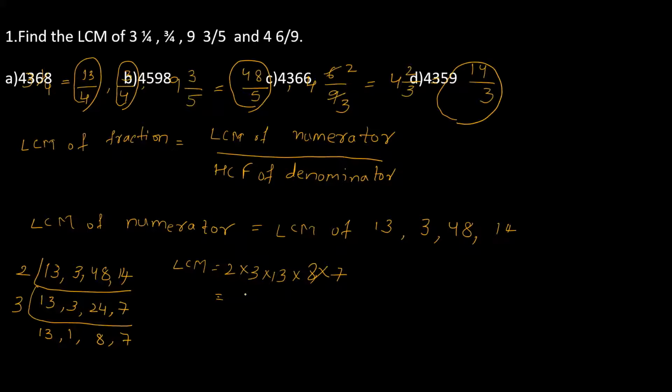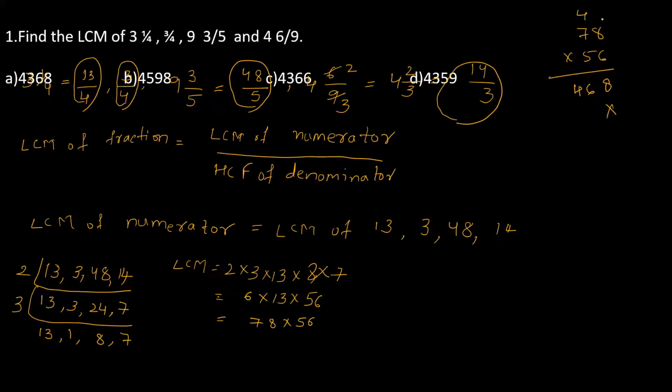2 3s are 6. 6 into 13 into 7 8s are 56. 13 6s are 78 into 56. Now find 78 into 56. 6 8s are 48. 6 7s are 42. 42 plus 4, 46.